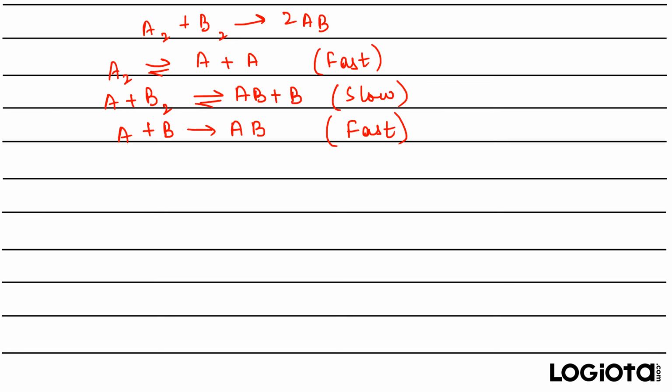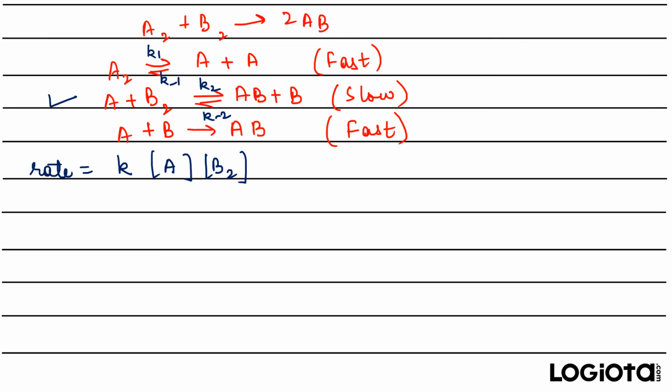For this one, as this is the slow step, the rate will be equal to K [A] multiplied by [B2]. But here also the intermediate is involved. So we will put the rate constants. So this is K1, this is K minus 1, this is K2, this is K minus 2. Right? Now, as we want to convert this A into something else which can be easily read as a rate law, we will consider the first equation.